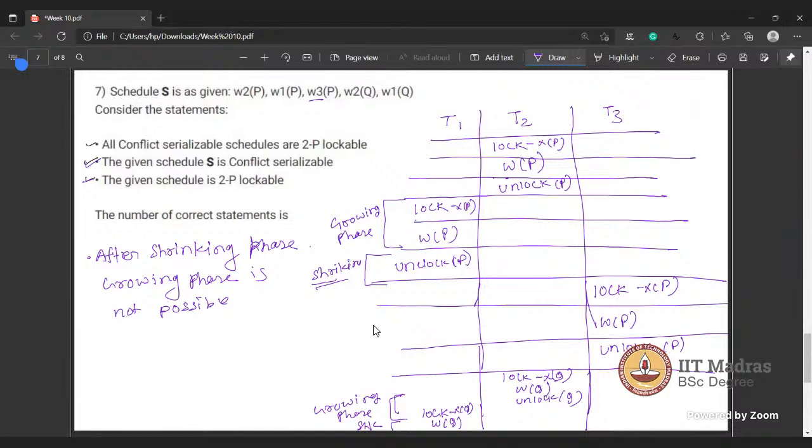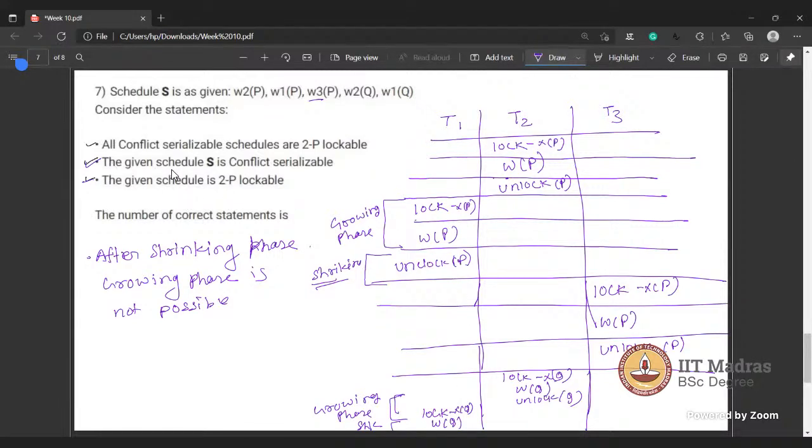Right? Hello? Yes, sir. Yeah, in the same schedule, right? Yeah, it is not two-phase lockable. So Asim, you got it? Yeah, I got it. I mean, in the same schedule, right? Yeah, in the same transaction.